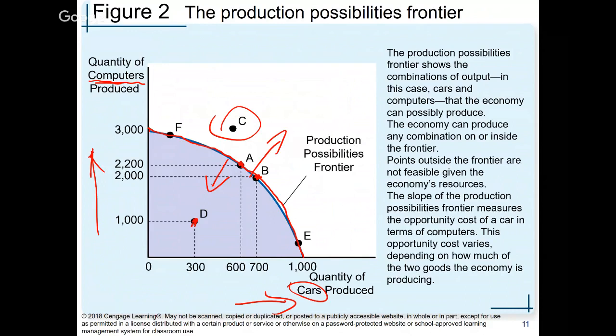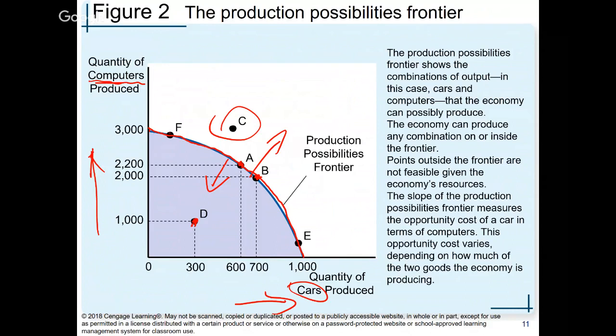So where you are on the graph here can tell you how efficient the economy is. Now, as long as you are on the line, we call them efficient, because on the line, we're using everything we have. Outside, we don't have enough resources. Inside, we call them inefficient because we're not using everything we have. So that's what you can tell from this graph over here.